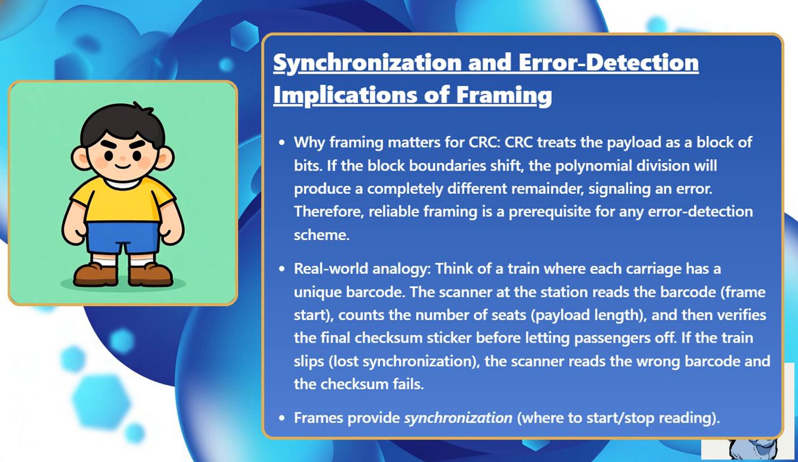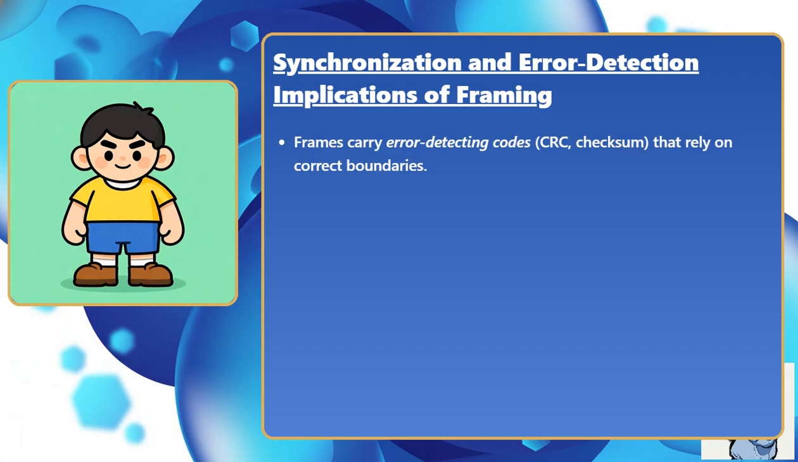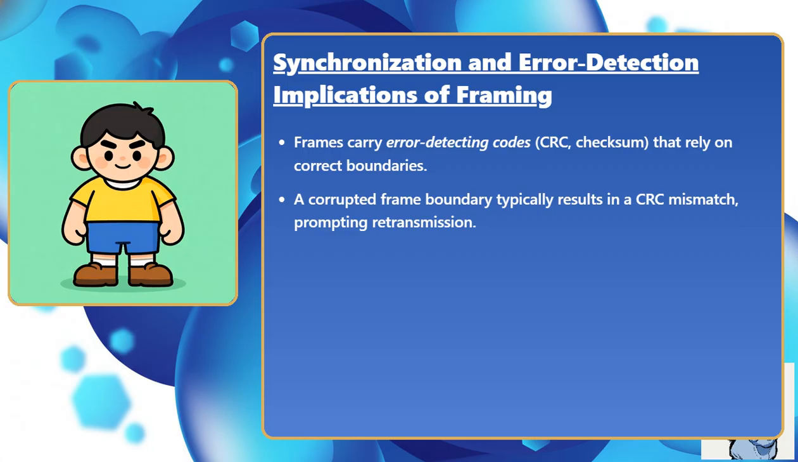Frames provide synchronization: where to start or stop reading. Frames carry error-detecting codes, such as a CRC checksum, that rely on correct boundaries. A corrupted frame boundary typically results in a CRC mismatch, prompting retransmission.